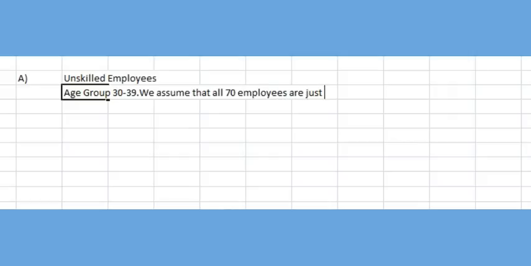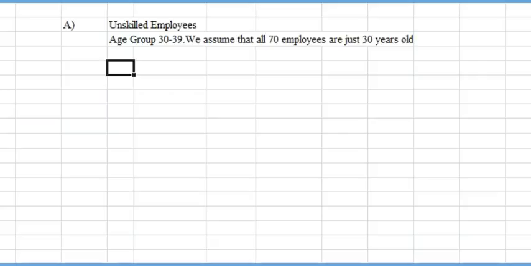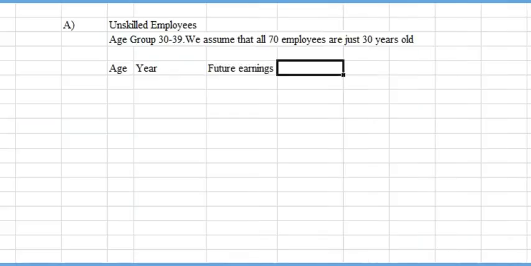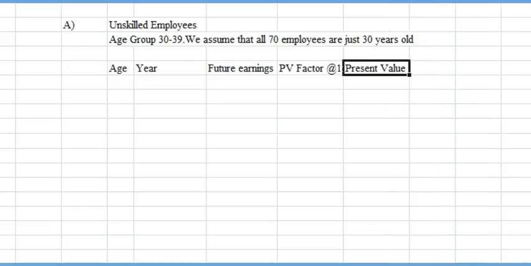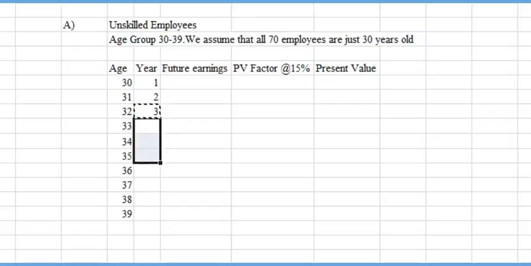We assume that all 70 employees are just 30 years old. We now have to find the present value of all earnings received by a single employee in the age of 30 years during the next 10 years, that is 30 to 39. Present value factor for the first year is obtained as 1 by 1.15, which is 0.8696, and for the second year is 1 divided by 1.15 raised to the power of 2, which is 0.7561.